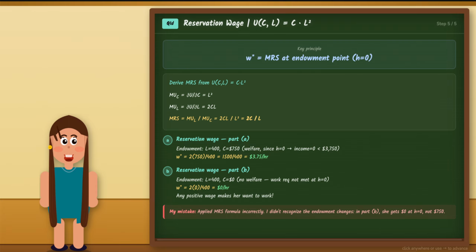What I did wrong was applying the MRS formula incorrectly and not recognizing that the endowment point changes between parts. Always evaluate the MRS at H equals 0 with the correct C value.